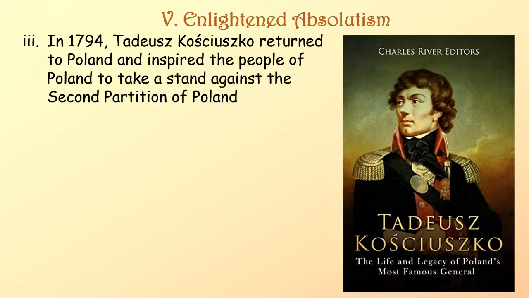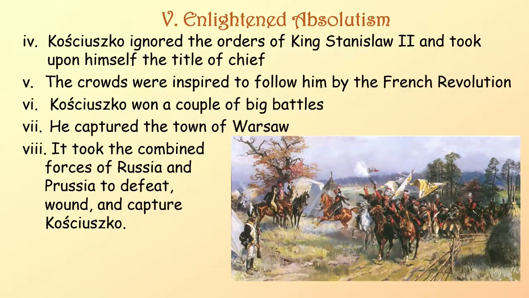In 1794, Tadeusz Kościuszko returned to Poland and inspired the people of Poland to take a stand against the second partition of Poland. Kościuszko ignored the orders of King Stanislaus II and took upon himself the title of chief. And crowds in Poland were inspired to follow him because of the French Revolution that was going on. And we're going to learn a lot more about that in chapter 19.